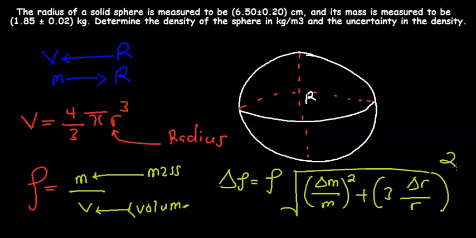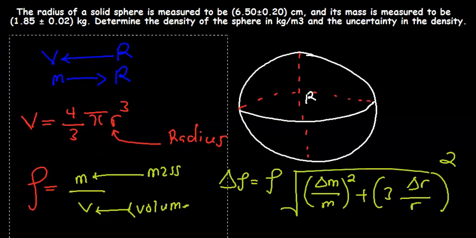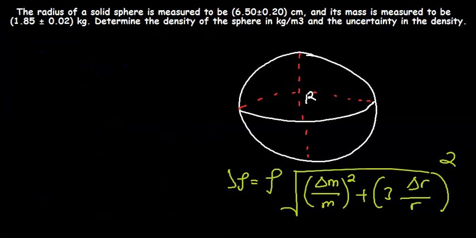So to begin solving this problem, let's start by erasing this. Okay, let's pick our data. From the data given, we are given the radius, and the value here is 6.50 plus or minus 0.20. Remember, the unit is going to be in centimeter. So we need to convert everything here into meters.